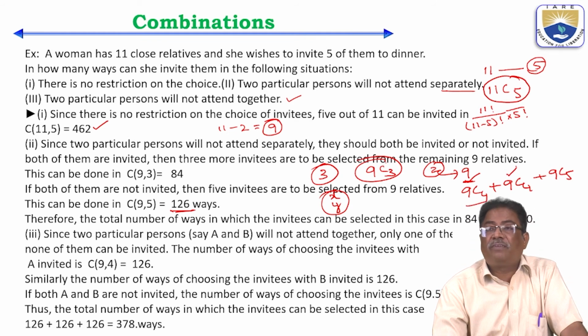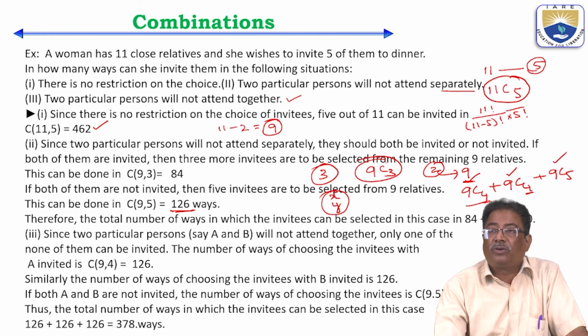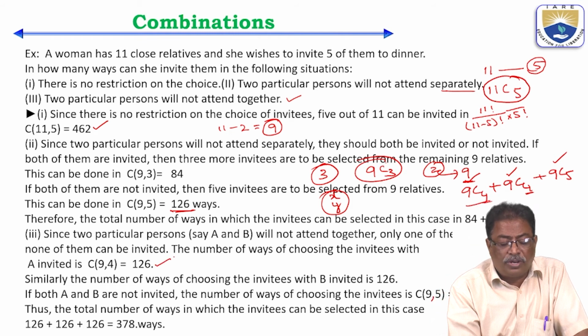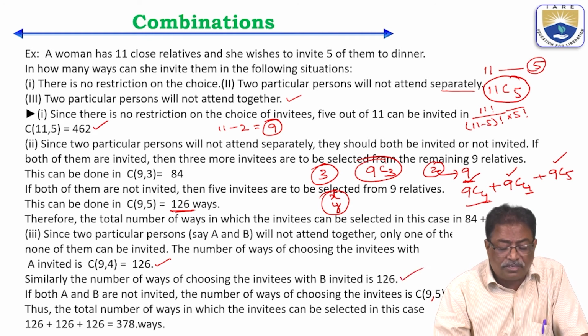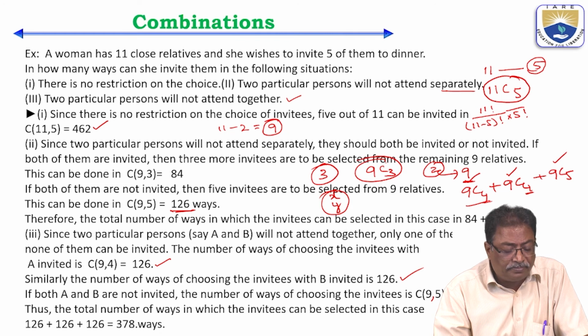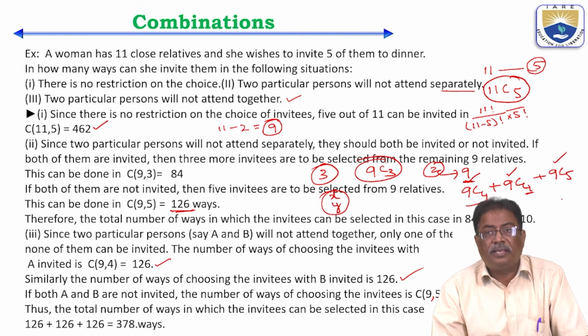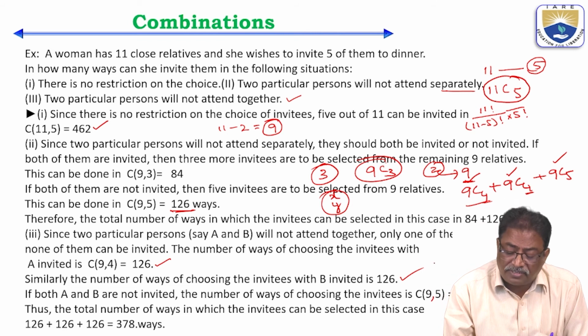And this is Y invited, but X will not attend. So from the remaining I have to select only 4. And here both are not invited, then I have to get 9C5 ways. So if I simplify all the things, this is 126, this is 126, and see, all I am getting the same, 9C5. So if I add all the things, I am going to get the final answer.